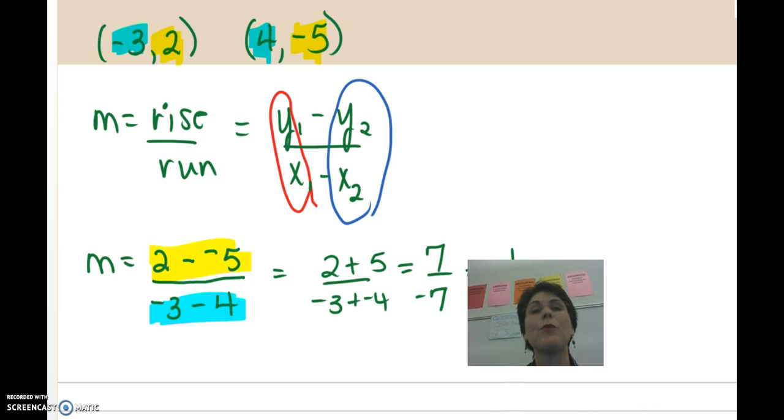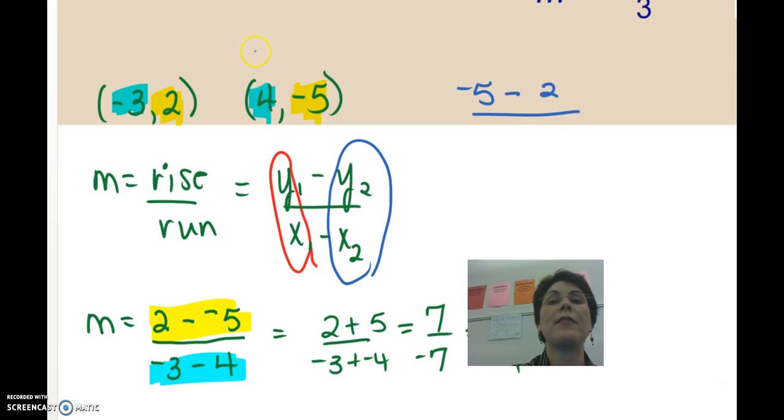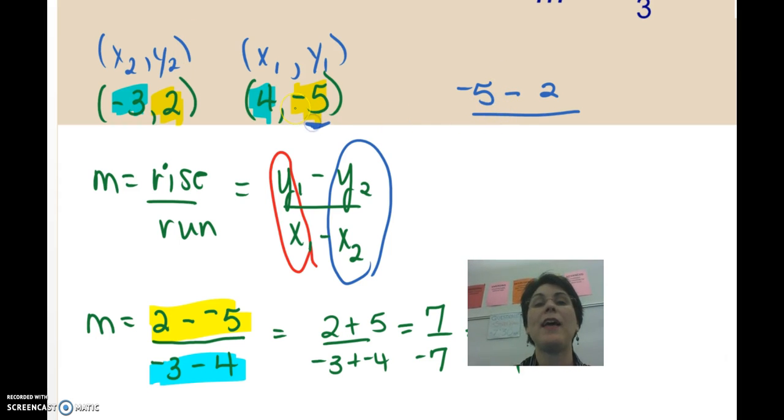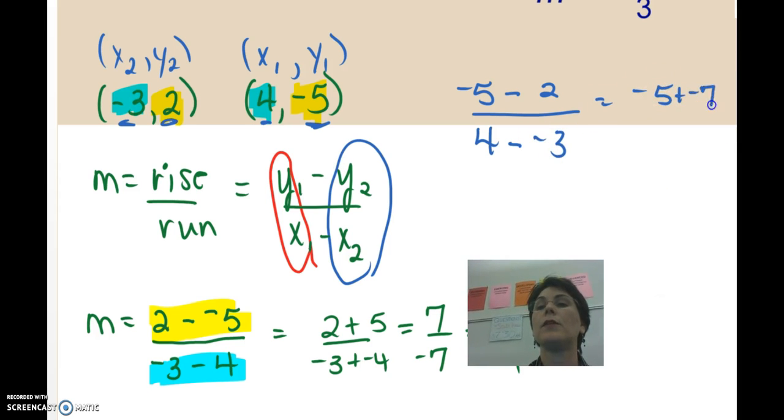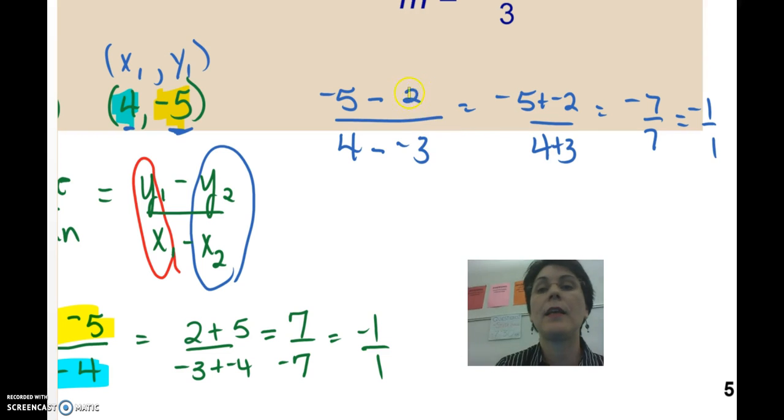Now, another thing I want to mention is that it really doesn't matter which of these ordered pairs you start with. So we could have done it backwards. So we could have said -5 minus 2. In other words, we could have let this be x1, y1, and this one be x2, y2. It doesn't matter. So we could have started with -5 as our first y value minus the 2, and then 4 minus the -3. And notice if you do that, you still end up with the same answer. So you still end up with -7/7, which is -1/1. The important thing is you always want to make sure that this is an ordered pair and this is an ordered pair.